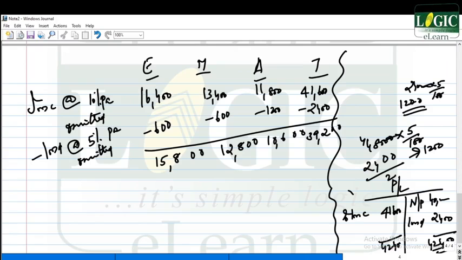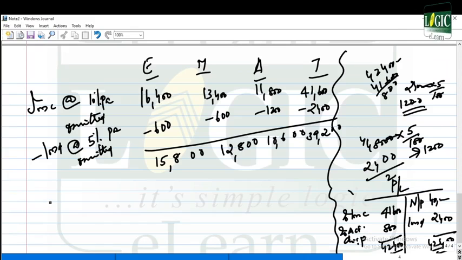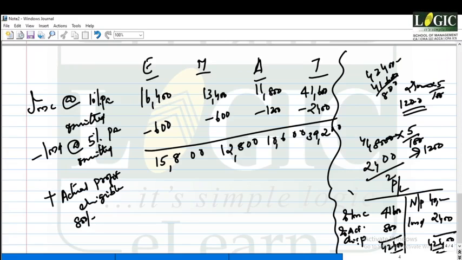Actual eligible profit for these people is 42,400 minus 41,600, which is 800 rupees. Actual divisible profit is 800. So what is to be done? Add actual profit eligible. How much? 800. In which ratio? What is the profit sharing ratio? 2 is to 1 is to 1.